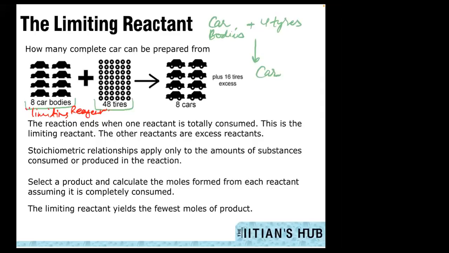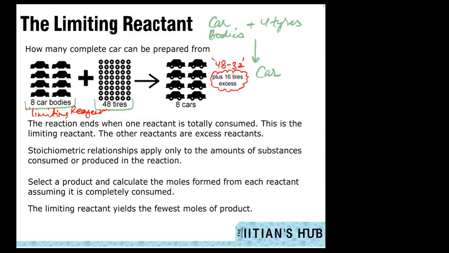Out of 48 tires, 32 tires get consumed, and 48 minus 32 gives 16 tires in excess. So the limiting reagent here is the car bodies. The reaction ends when one reactant is totally consumed; this is the limiting reagent. The other reactants are excess reactants, and they will be remaining in certain amounts.